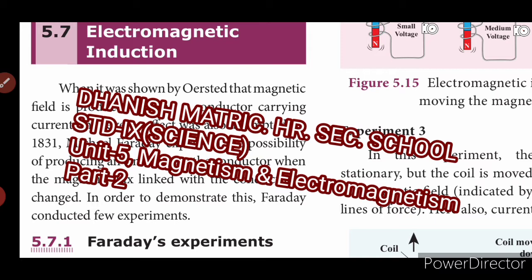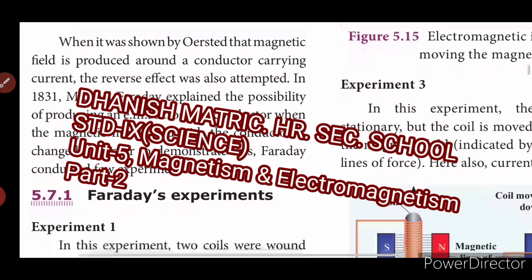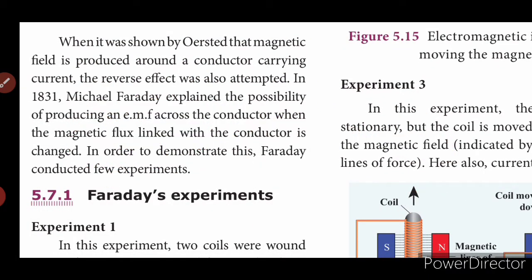When it was shown by Oersted that a magnetic field is produced around a conductor carrying current, the reverse effect was also attempted. The current may be reversed, right? If we want, we can keep it in clockwise direction or anti-clockwise direction. Michael Faraday in 1831 explained the possibility of producing an EMF, that is electromotive force, across the conductor when the magnetic flux linked with the conductor is changed.